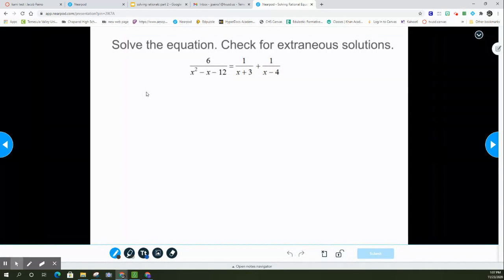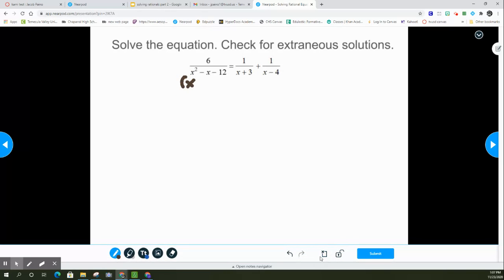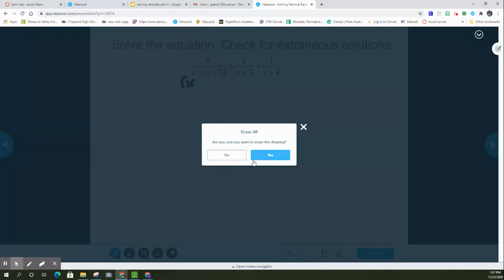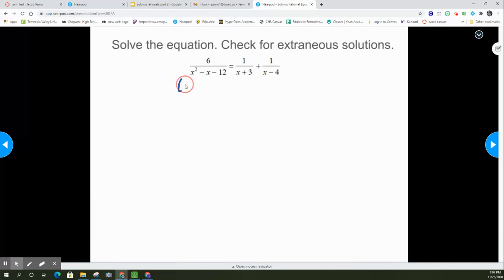All right, fifth example here. I got this quadratic trinomial and I got a linear binomial. So maybe this one's hard to see what the least common denominator is. If I factor this, I'm going to see that it's x plus 3, x minus 4.